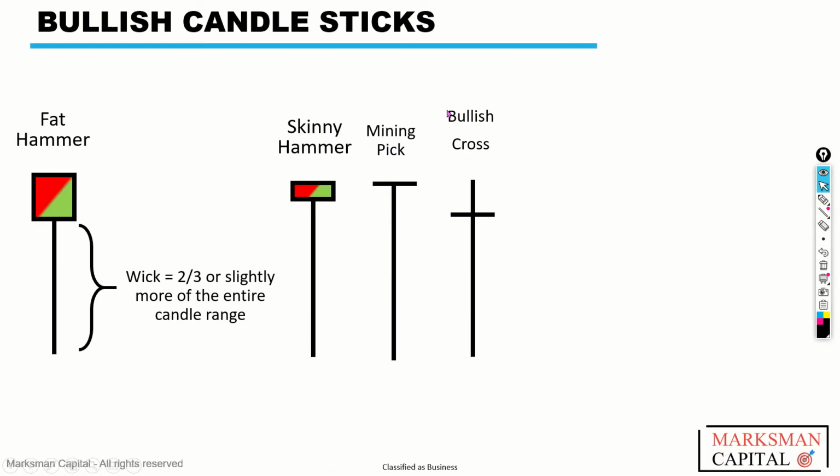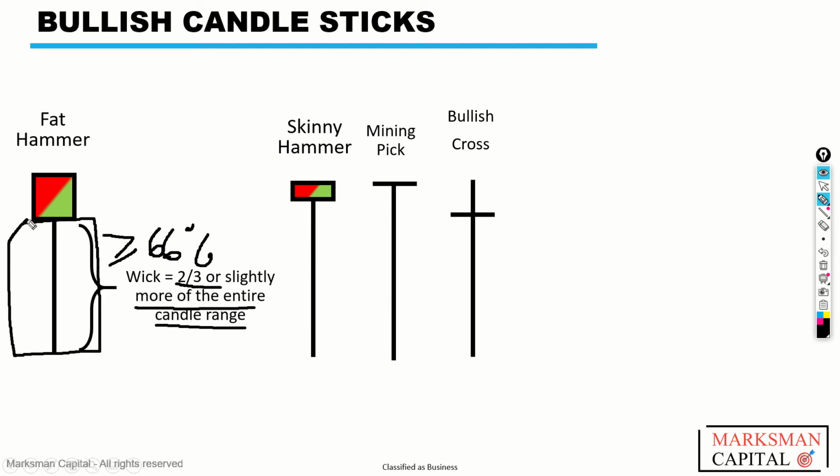Okay, so now how does it look like and how do we define these candlesticks? So the first thing is that the colors do not matter. Whether it's red or green, white or black, it doesn't really matter. So what matters is the size of the shadow. The size of the shadow is about 2/3 or slightly more than the entire candle range. So that means it could be 66% or more, this part of the candlestick.